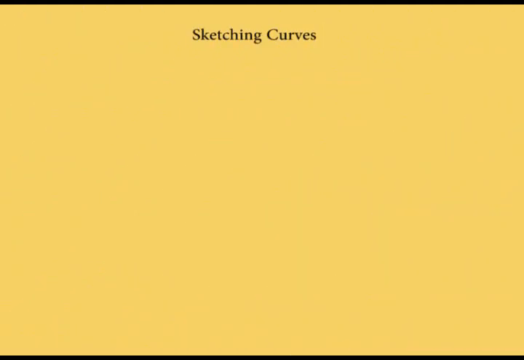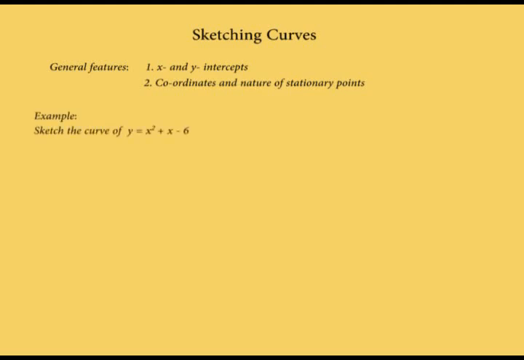Next, sketching curves. A sketch represents the general view of the actual curve. In sketching curves, we are only interested in the general shape and features. We need the x and y intercepts and the coordinates and nature of the stationary points. For example, sketch the curve y is equal to x squared plus x minus 6.